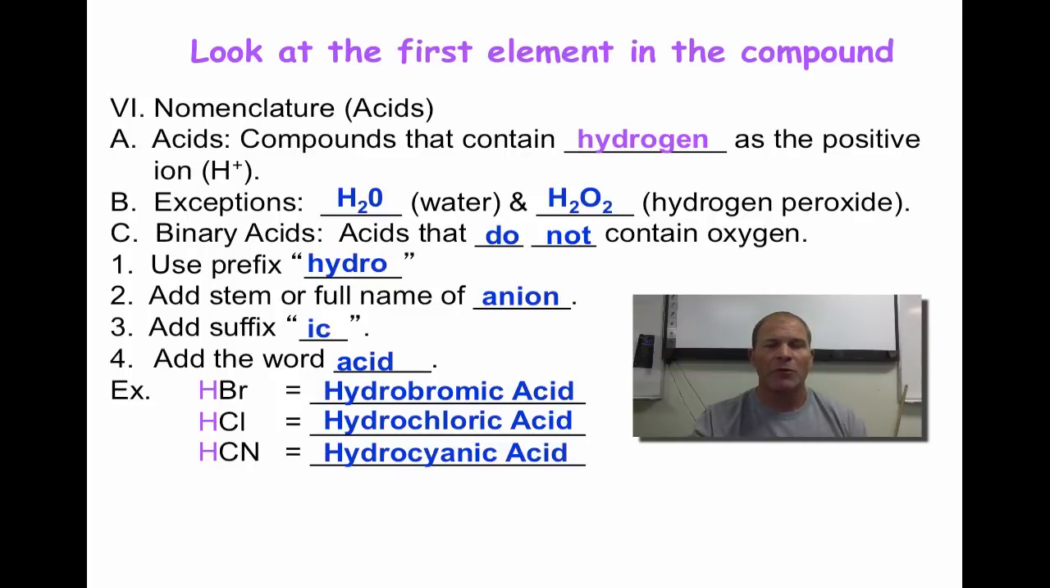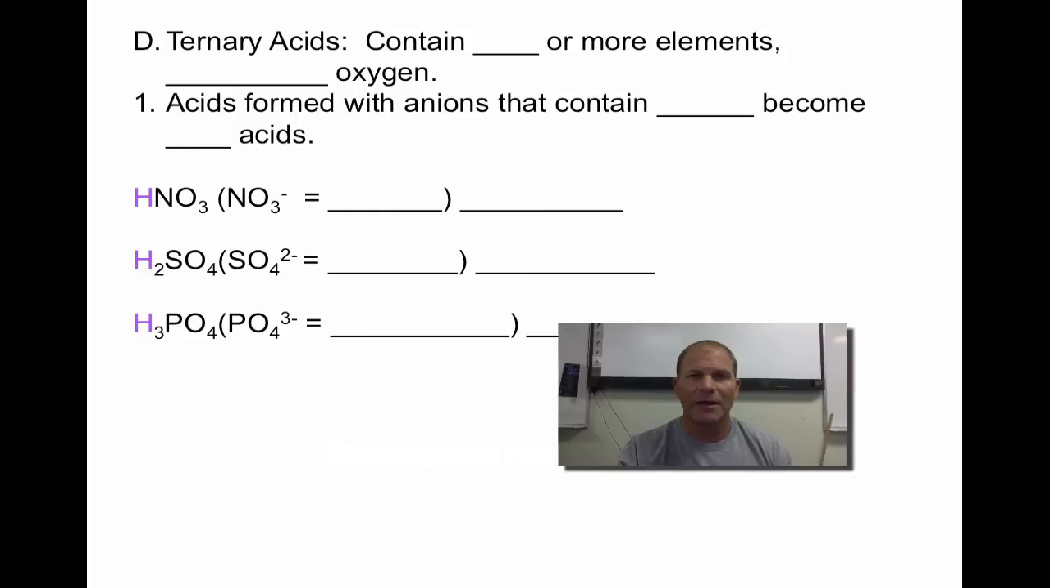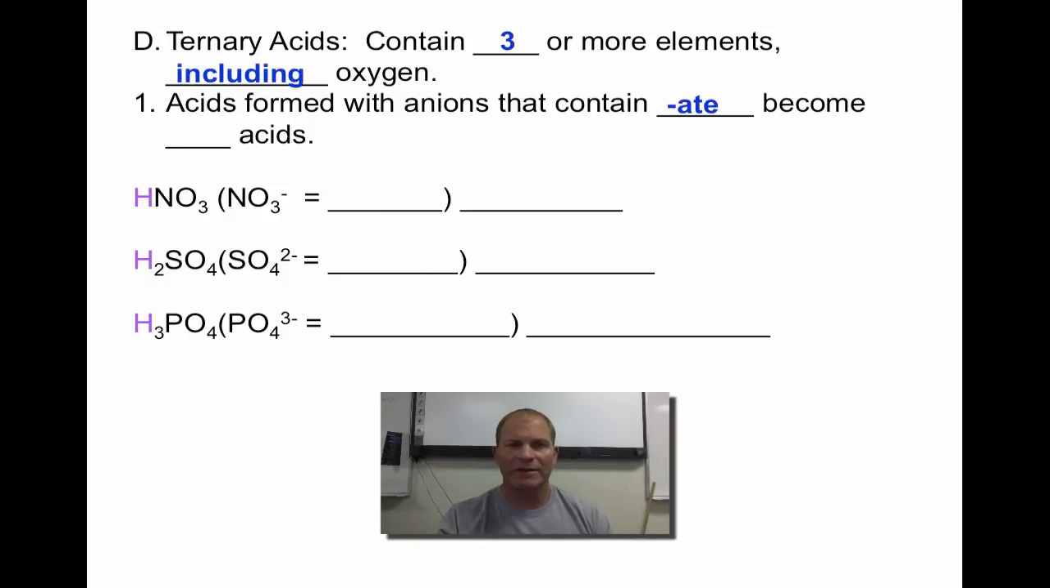So let's start over. We start out with a hydrogen, we know it's an acid. We ask ourselves the second question: is there an oxygen present? If the answer is no, then we always start with hydro, change the anion from ide to ic, and add the word acid. But what if there is an oxygen present? This is where we talk about a ternary. Ternary just means there are three or more elements present.